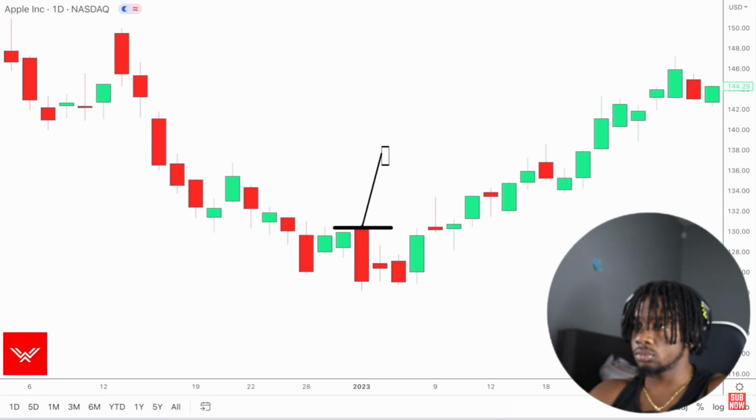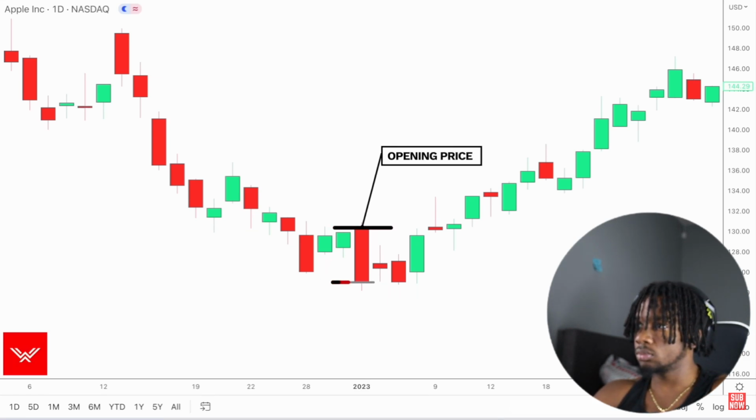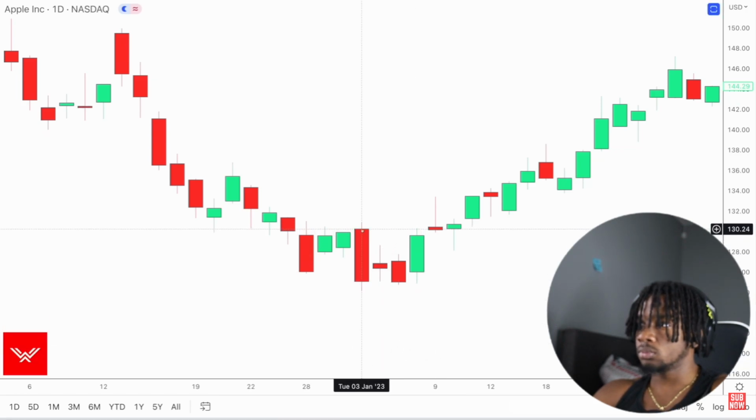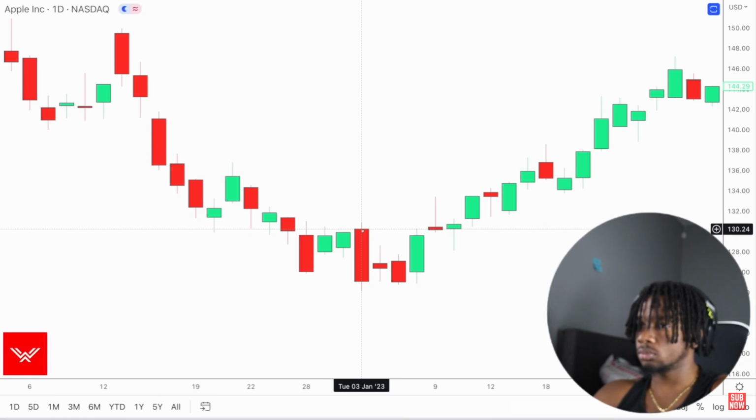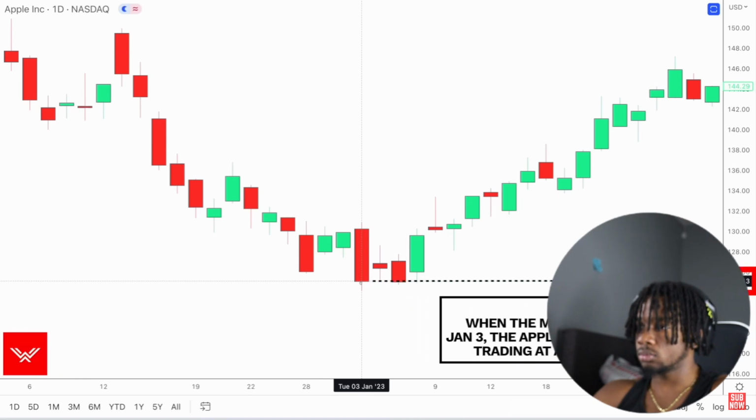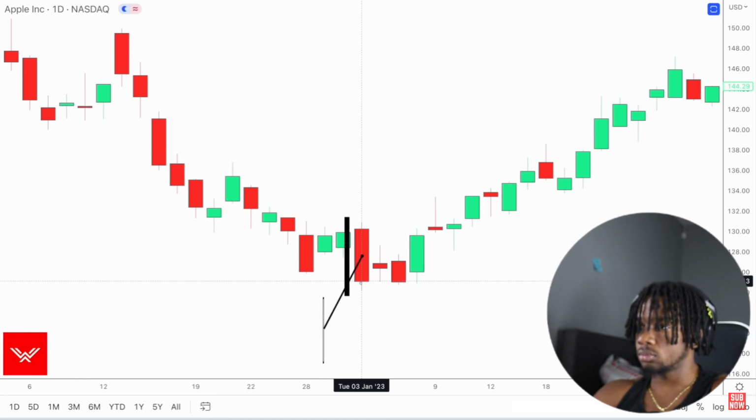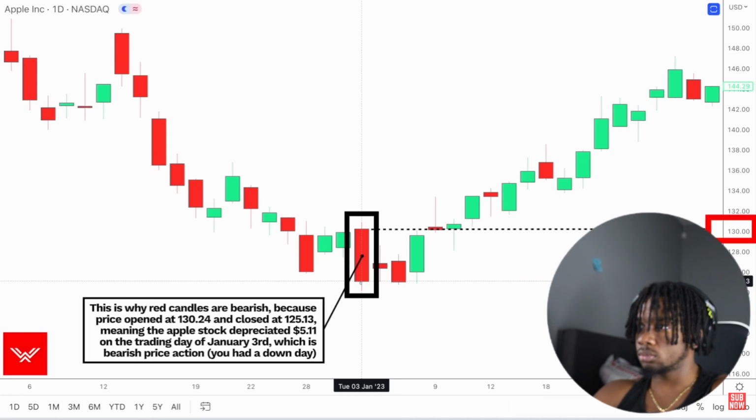Remember, red candlesticks open above at the top of the rectangle here and close below at the bottom of the rectangle here. For the opening price of January 3rd, place your mouse at the top of the rectangle and it shows $130.24. For the closing price of January 3rd, place your mouse at the bottom of the rectangle and it shows $125.13. This is why red candlesticks are bearish, because price opened at $130.24 and closed at $125.13, meaning the Apple stock depreciated by $5.11 on January 3rd, which is bearish price action.